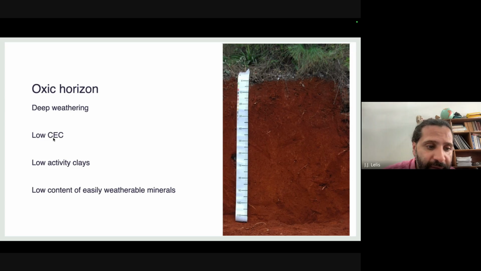Okay, and as I said, a low content of easily weatherable minerals. So if I can find some feldspar, the content will be quite low. If I can find a 2 to 1 mineral, the content will be quite low. Okay, because this specific horizon is formed by intense chemical weathering and intense leaching.